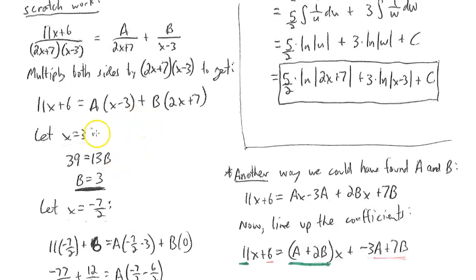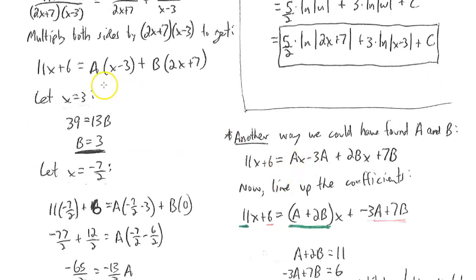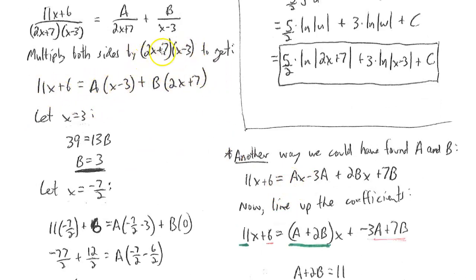Okay, so that was one way, picking values of x that will make this work. You really should know this other way, though. So how could we find the a and the b another way? So again, suppose we're in this situation here. We've multiplied both sides by this, and we end up with this equation. One way to do this is to let x be 3 and let x be negative 7 halves. The other way is to distribute the a here and distribute the b there.